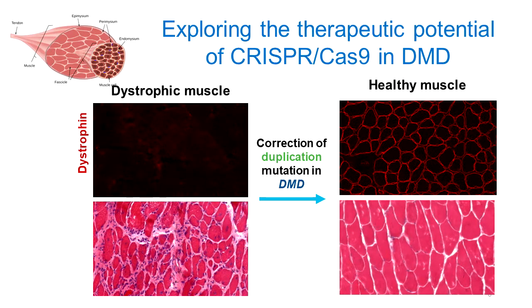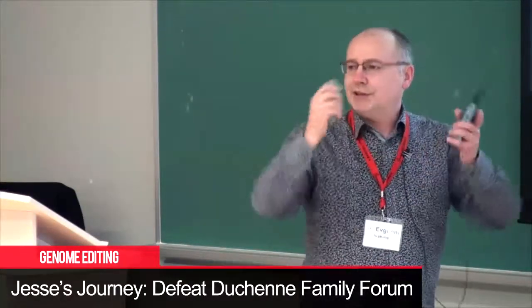And that's basically, we want to convert the situation with a dystrophic muscle into a situation with normal muscle. And the red color here is where dystrophin is located, around the cells. So in the garden hose analogy, it's the periphery of the muscle.